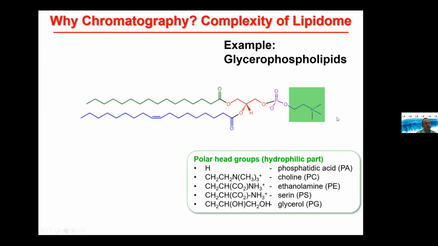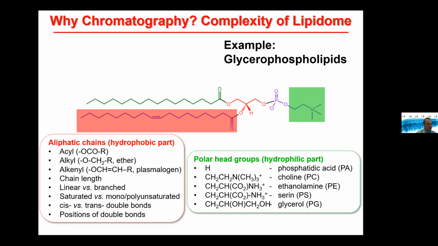If you look at this molecule of glycerophospholipid, glycerophosphocholine, first we start with the polar head group. Here you have a couple of examples, and you know much more from the LIPID MAPS classification that there are quite many building blocks to assemble various lipid species within lipid categories and lipid classes. If you look at aliphatic chains, they may be either acyl, alkyl, or alkenyl.